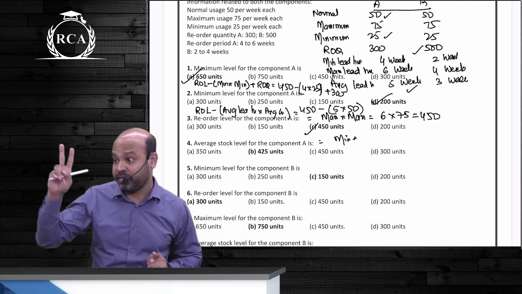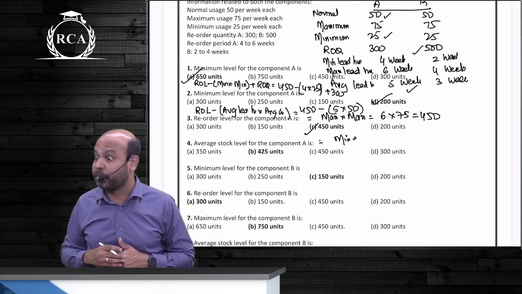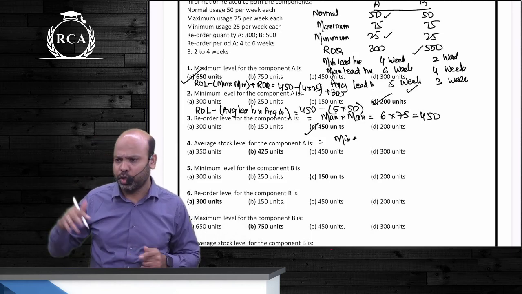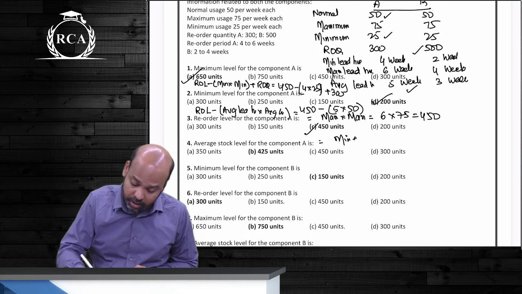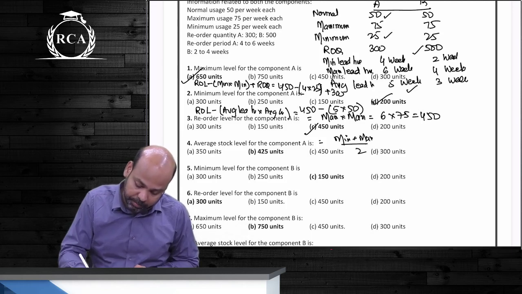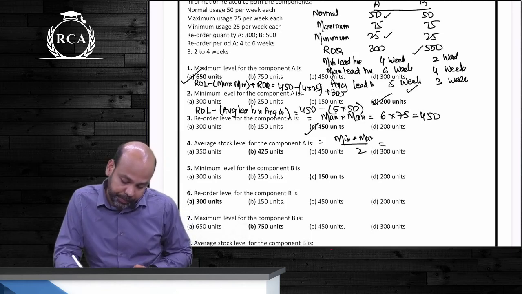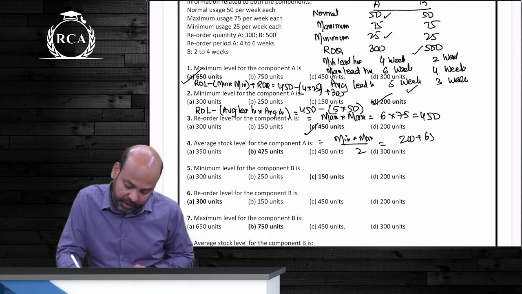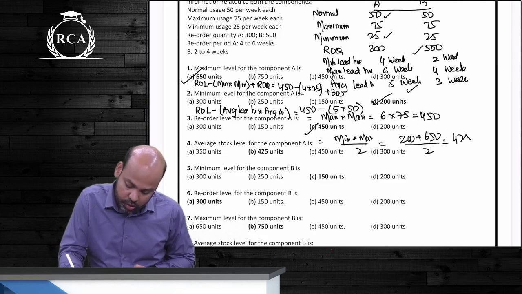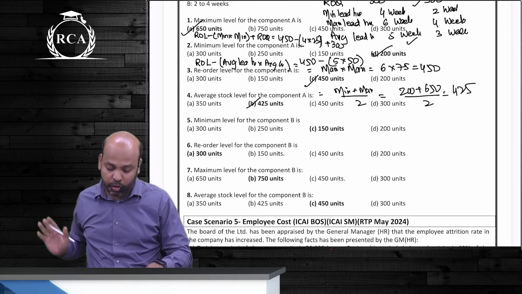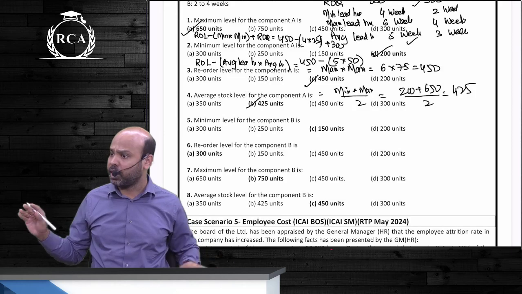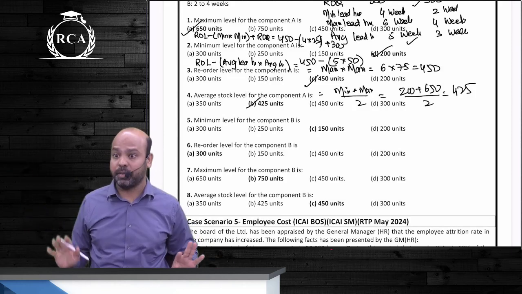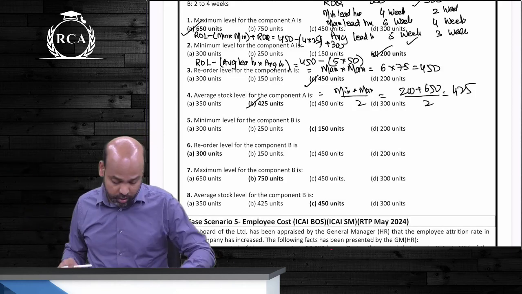How will you compute average stock level here? There are two formulas that we have learned. Minimum plus maximum by 2, or minimum plus half of ROQ. Here, because they asked for both minimum and maximum, the answer will be based on the average of minimum and maximum. Minimum plus maximum by 2. Minimum is 200, maximum is 650, divided by 2, 850 by 2, 425. Exact same steps for component B. Pretty simple, guys. Nothing complicated at all. Very normally given. You just have to multiply and write. Yes or no, kids?